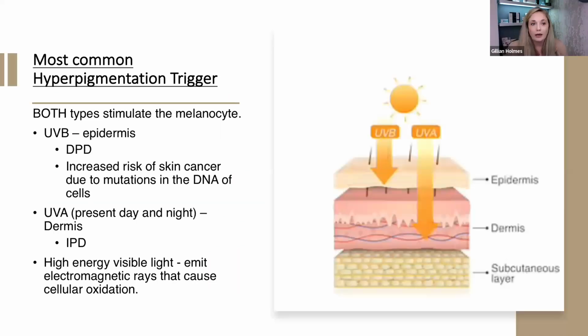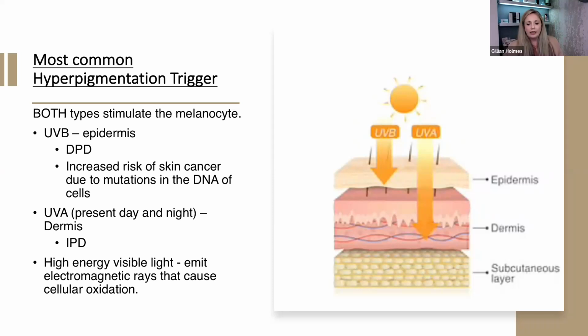The most common hyperpigmentation trigger, I keep saying, is UV exposure. So UV comes in really 3 different forms, but the ones that we focus on more predominantly are UVA and UVB. So when we protect our skin against some damage, we're using SPF. We want to make sure that SPF is broad spectrum and protects us against both UVA and UVB.